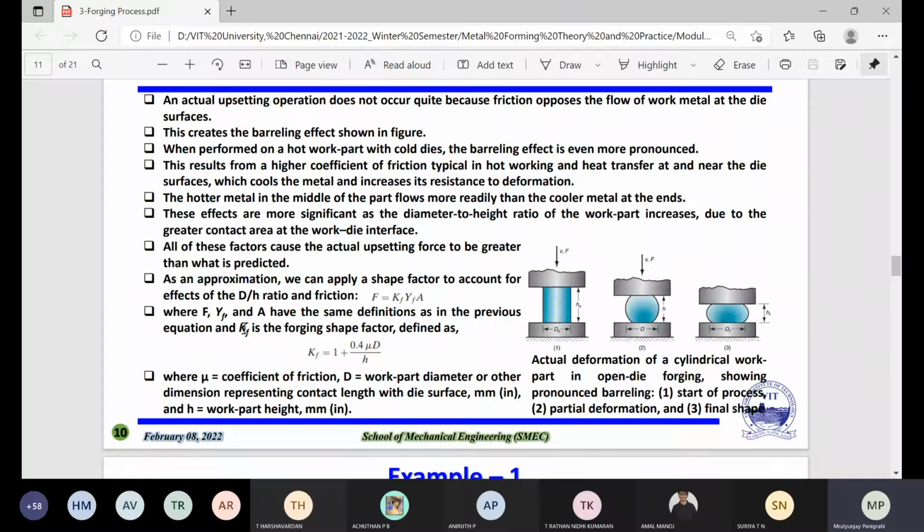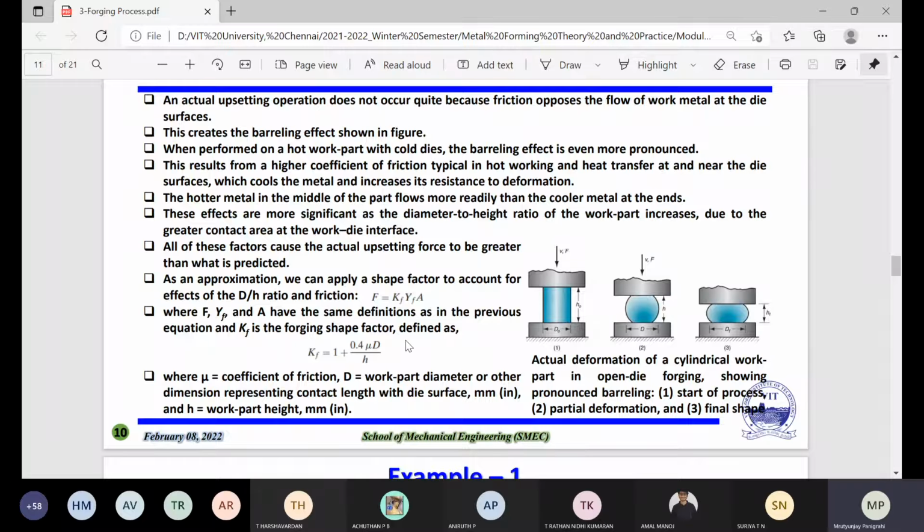This Kf is defined as Kf equal to 1 plus 0.4 into mu into D divided by H, where D is the diameter of this billet or cylindrical work, H is the height of the sample, and mu is known as the coefficient of friction. Just write down these two equations: earlier we discussed F equal to YF into A, and here we are only adding the forging shape factor, so F equal to Kf YF into A.